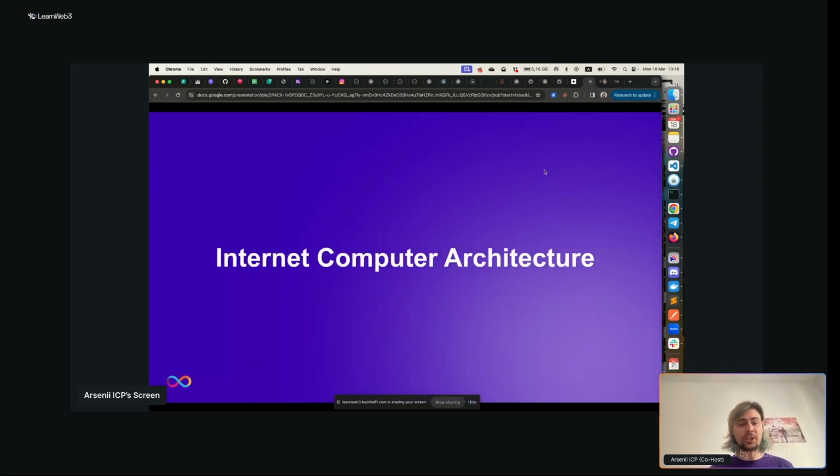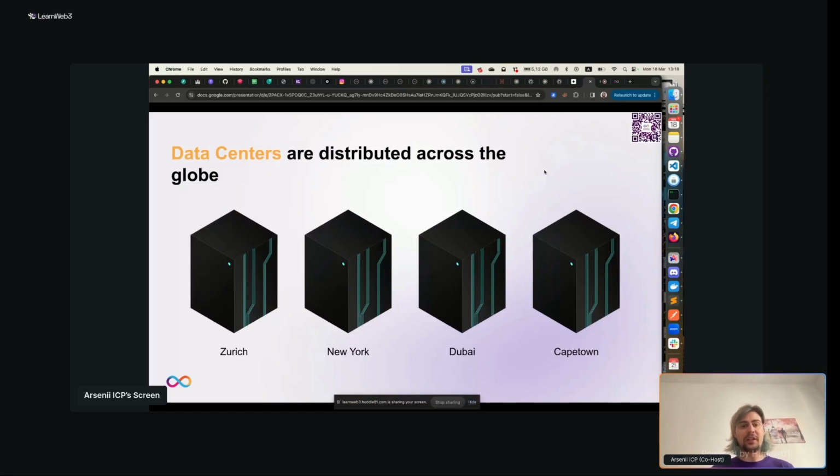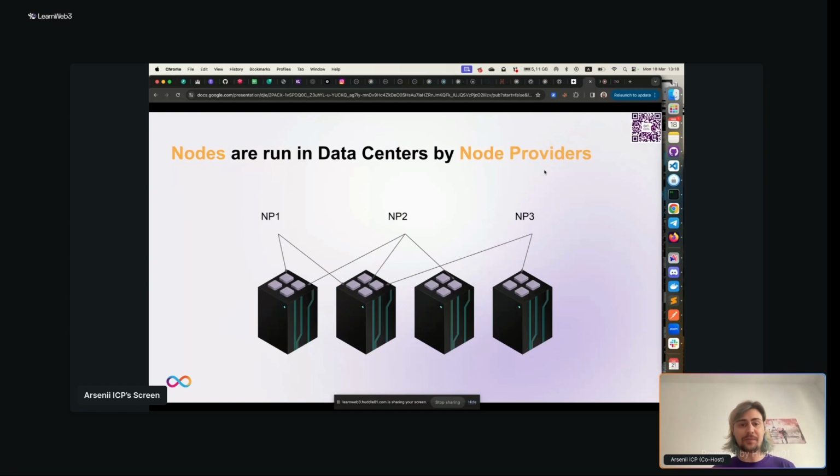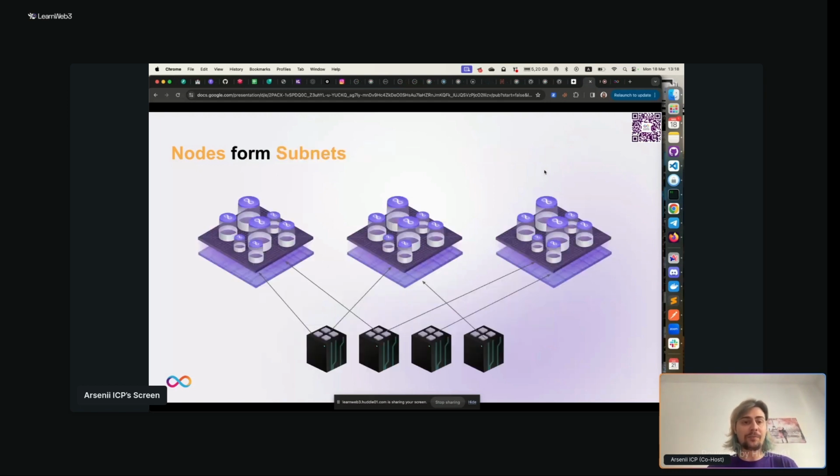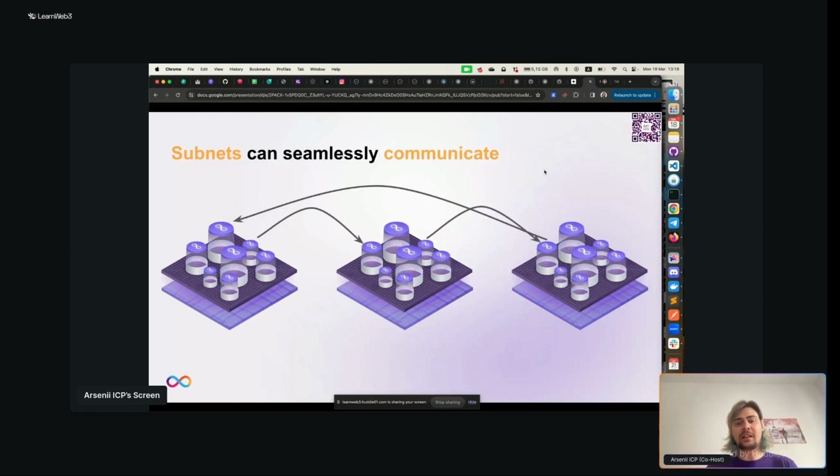So a little bit about architecture. So far we have 4 data centers with very distributed nodes. Nodes are run by node providers in these 4 data centers, and the nodes are organized into subnets. The architecture is very similar to Cosmos, if you're familiar with this blockchain, but a little bit more complicated. Also, subnets can communicate with each other, and the idea is the same as in Cosmos: any DApp can run its own subnet, have its own token inside, and have slightly different rules compared with other chains.